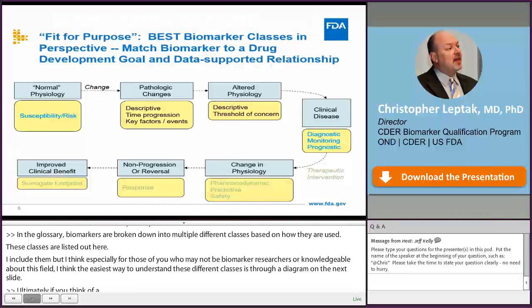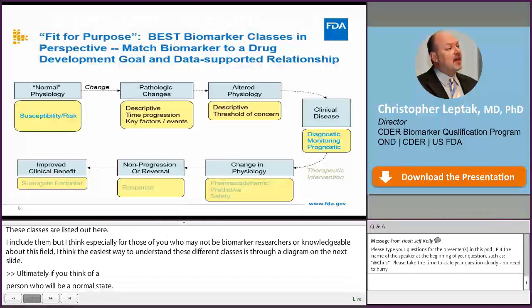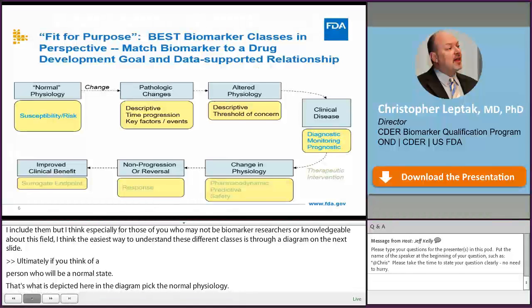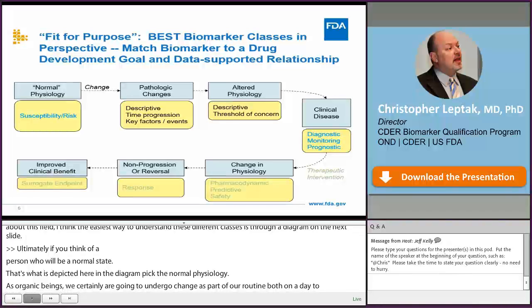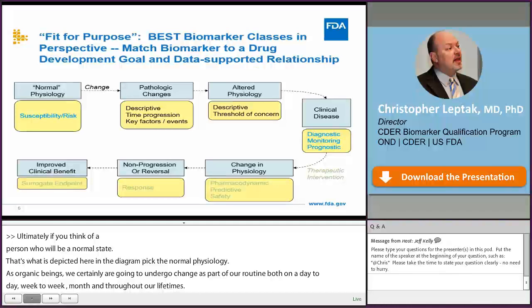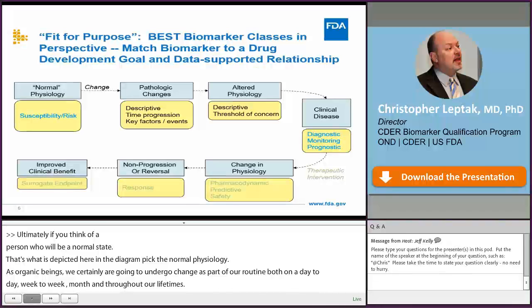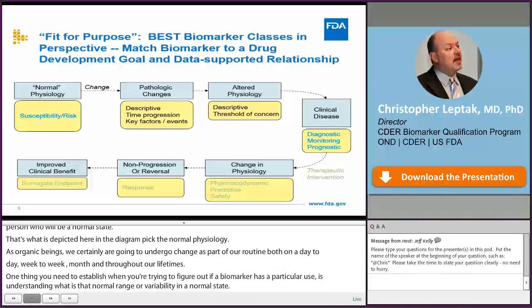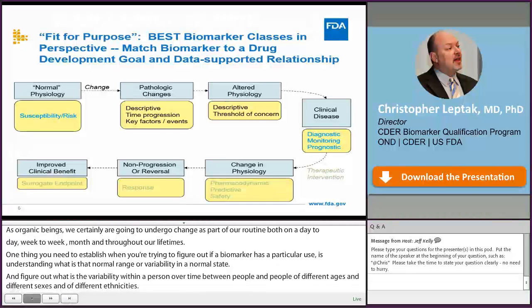So as organic beings, we certainly are going to undergo change as part of our routine, both on a day-to-day, week-to-week, month, and then throughout our lifetimes. So one of the things that you need to establish when you're trying to figure out if a biomarker has a particular use is understanding what is that normal range or variability in a quote-unquote normal state, and also figuring out what is the variability within a person over time, between people of different ages, of different sexes, of different ethnicities. So there's a large part of study that's necessary to figure out whether or not your biomarker has use in an abnormal state or condition, or in our case, a disease.